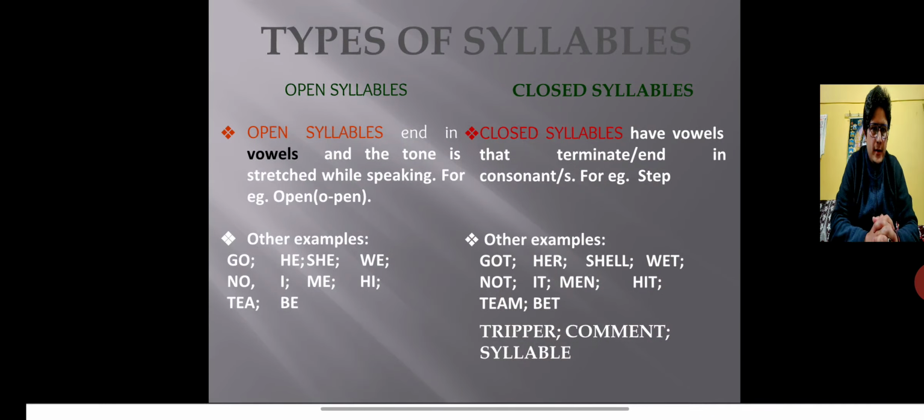Next, we've got tripper, comment, and syllable. Let me tell you, tripper, break this down into trip and per. Similarly, break comment down into com and ment. What do you see? Trip, per.